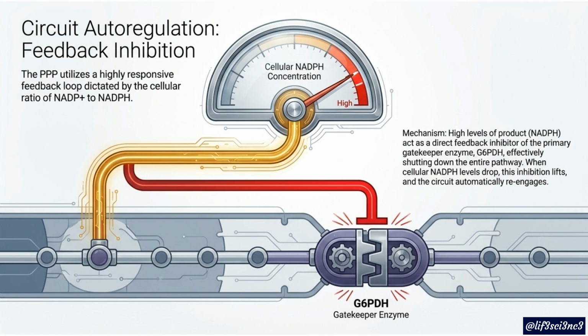To ensure resources are never wasted, the pathway utilizes a highly responsive internal feedback loop dictated entirely by the cellular ratio of NADP+ to NADPH. When the cellular NADPH concentration climbs high, it indicates the cell's antioxidant and biosynthetic demands are fully satisfied. Mechanistically, these high product levels act as a direct feedback inhibitor, clamping down on the primary gatekeeper enzyme, G6PDH. This effectively shuts down the entry gate. The moment cellular NADPH levels drop, this inhibition lifts, and the metabolic circuit automatically re-engages.